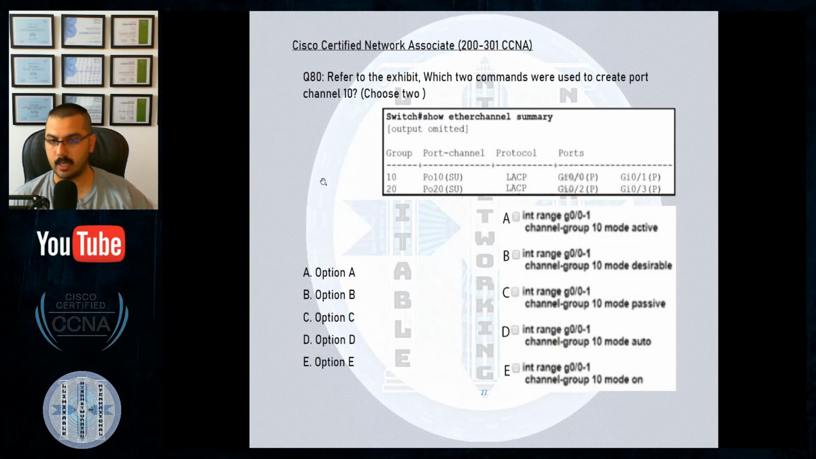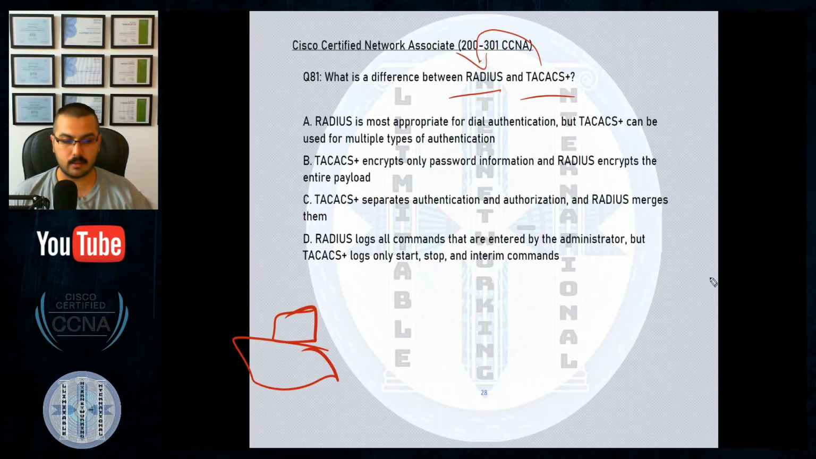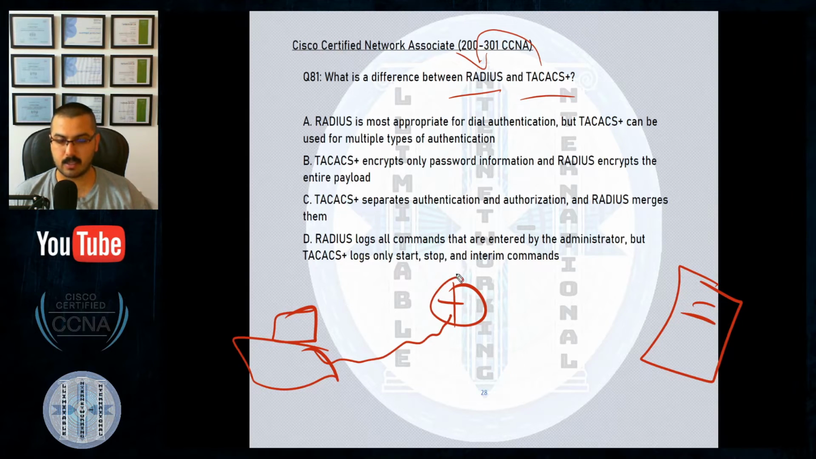Okay, let's see how much we have more. Question 81. What is the difference between RADIUS and TACACS? TACACS is way more preferred than RADIUS because this is your PC and this is the server and this is a router in the network. You would like to access this router by SSH.